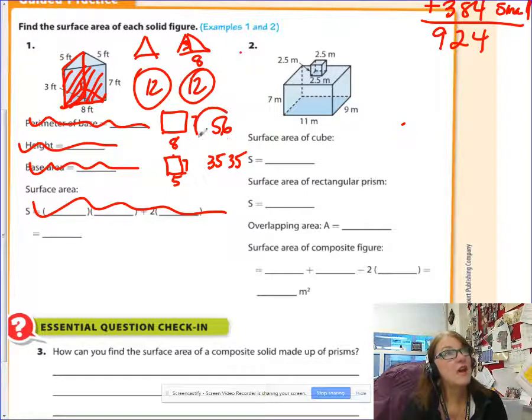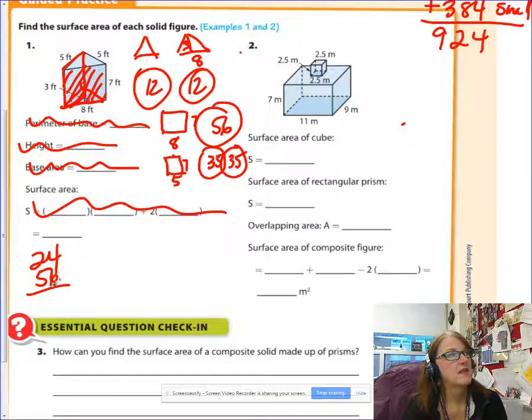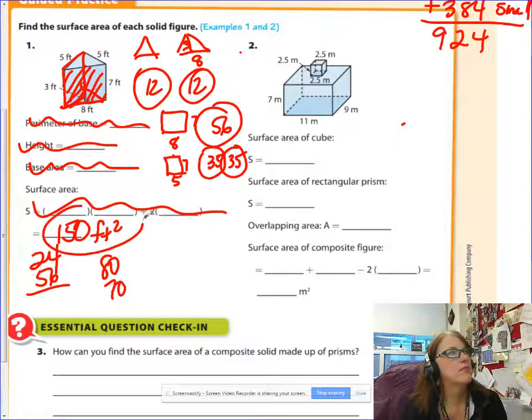So now take all 5 of these, triangle, triangle, front side, and the two back sides, and add all of these together to get your grand total. 12 and 12 is 24, plus a 56, 70, 80. 35 and 35 is 70. So add 70 onto there. You get 150. Label your answer: square feet. Boom. Okay. All right.